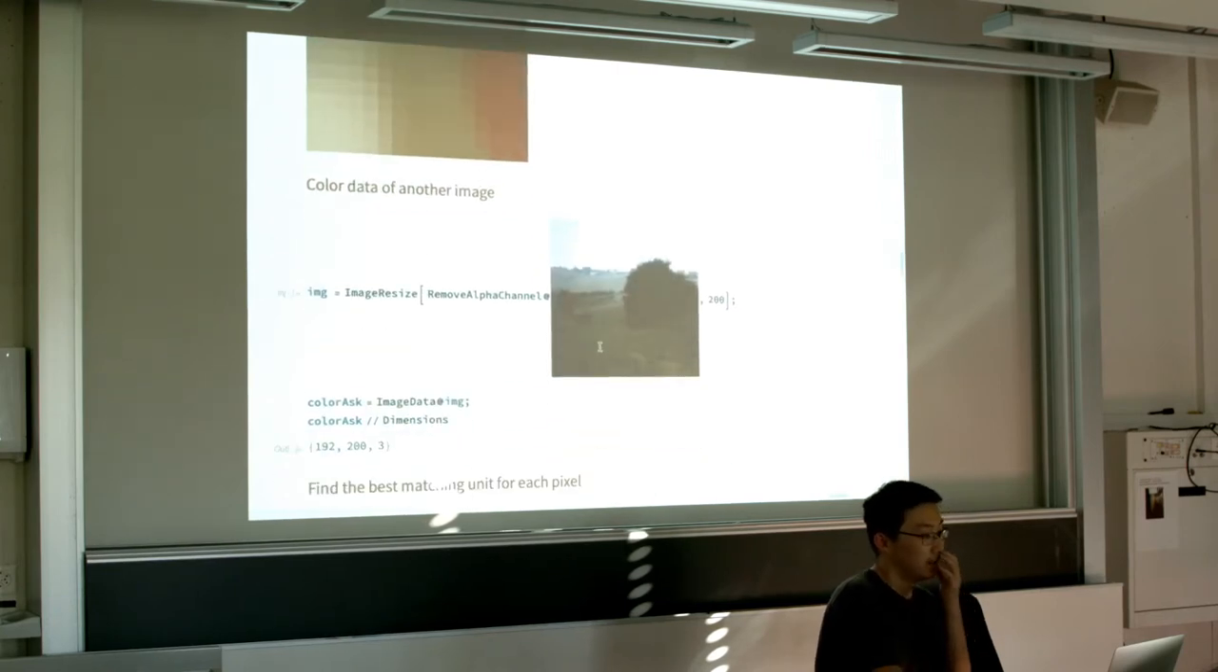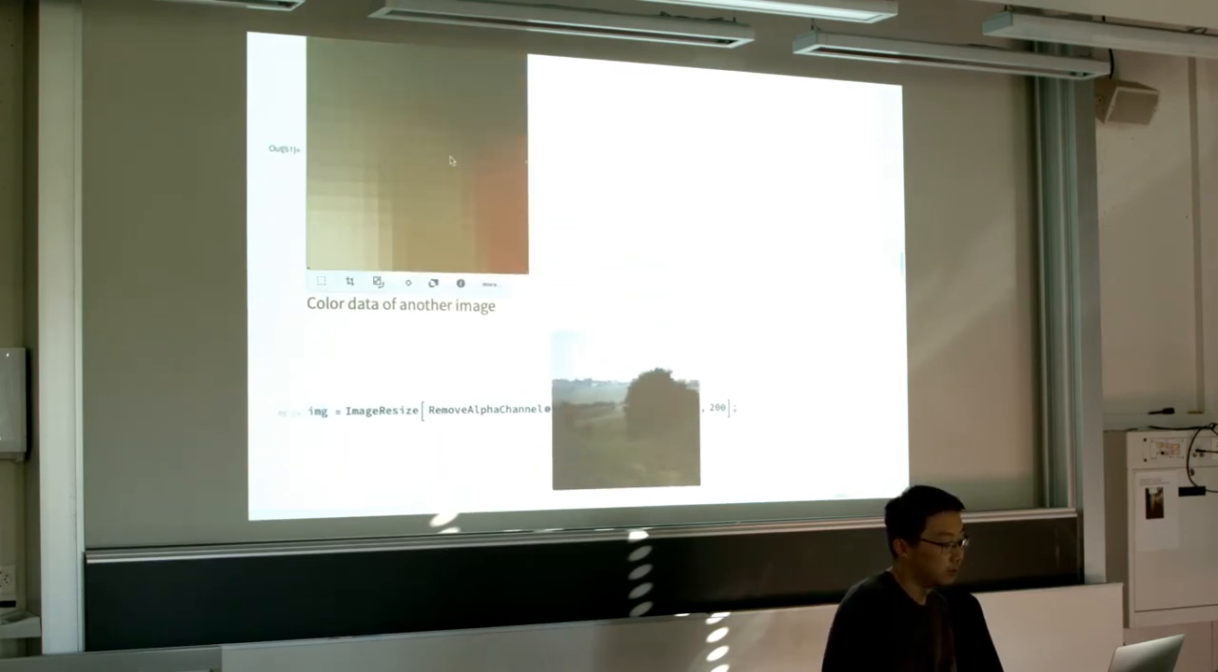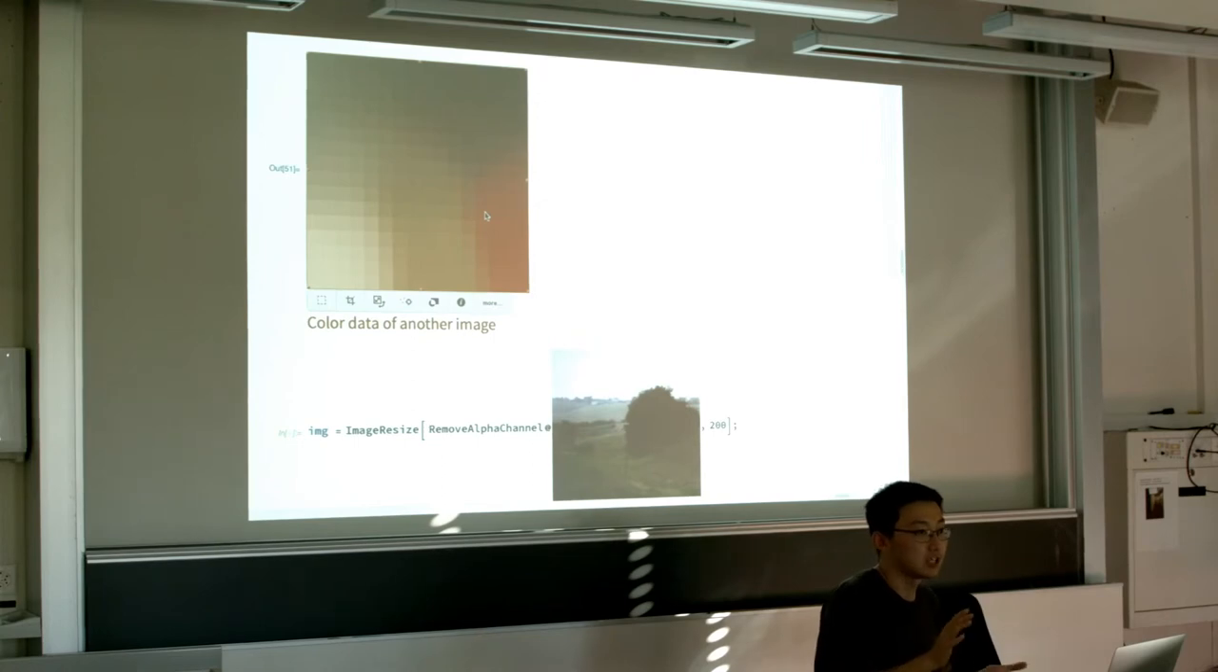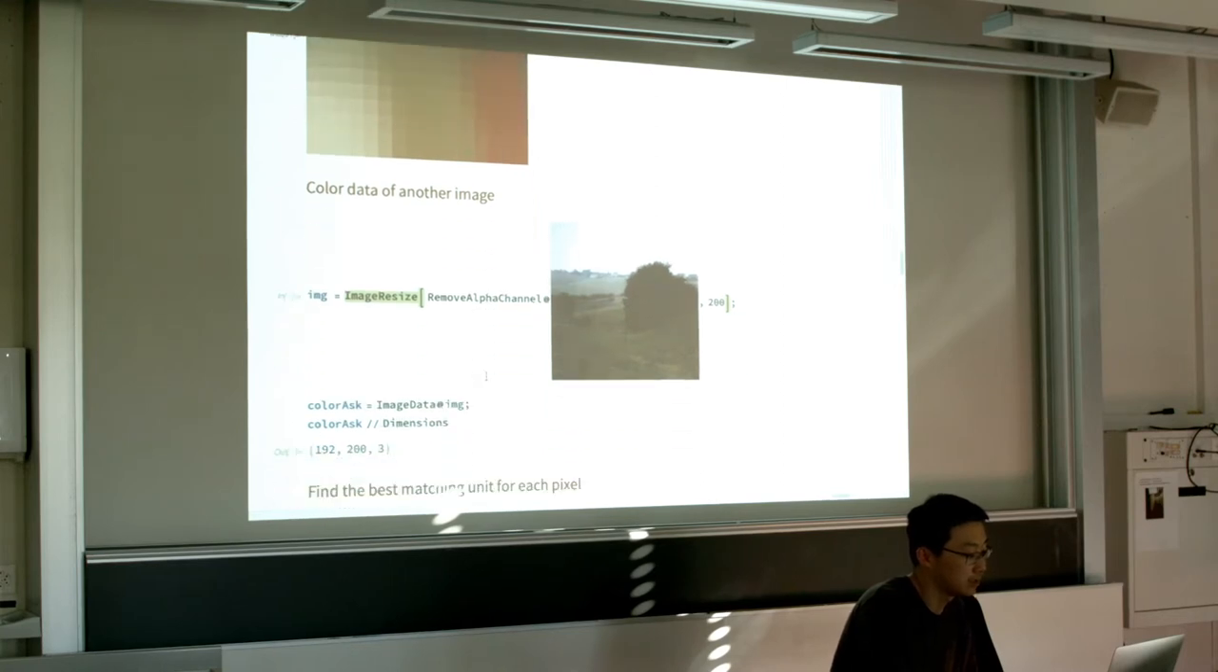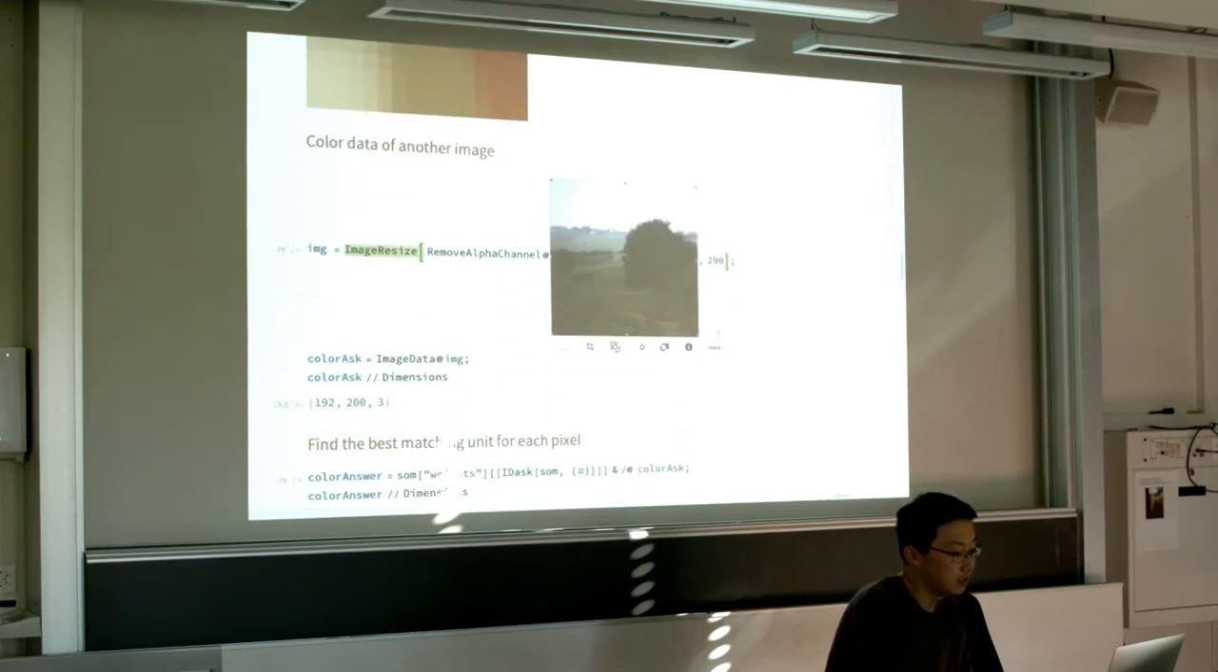After we have this SOM, which is a grid of RGB values, we can ask for best matching units as well as the values contained in each best matching unit. We do similar things for a new image we have. So for example, here we have this image.